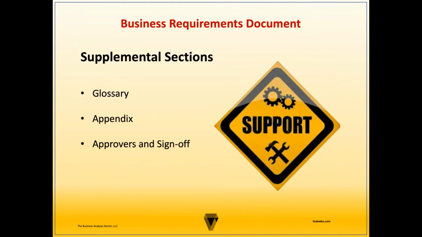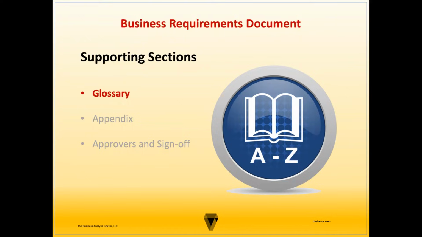Now let's look at the supplemental sections of the business requirements document. These are additional sections that provide additional context, background information, or supporting details that are relevant to the business requirements. These sections can vary based on the project and organization. Common supplemental sections that may be included in the BRD include the glossary of terms, which provides a common understanding of the terms that are used in the BRD. This is especially critical when a term may have different meanings for different stakeholders, or if there are acronyms that need to be defined for stakeholders who may not be familiar with them.